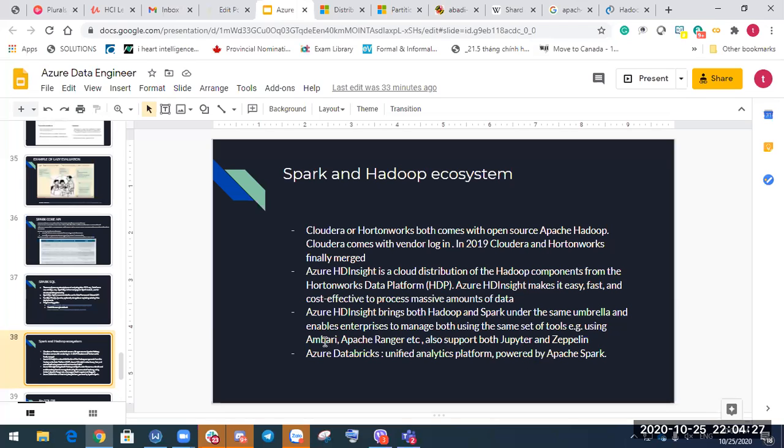And talking about Ambari, Apache Ranger, things that companies already have and already use. This is the way that Azure keeps enterprises, because they provide extensive services that are easy to integrate with the legacy system. So it supports both Jupyter and Zeppelin, versus Apache Spark, which mostly supports Jupyter.